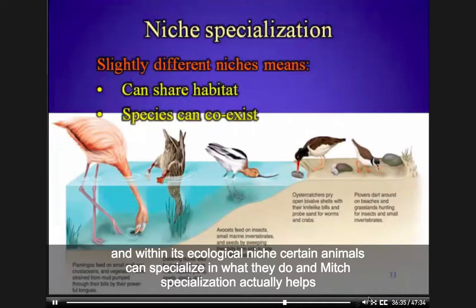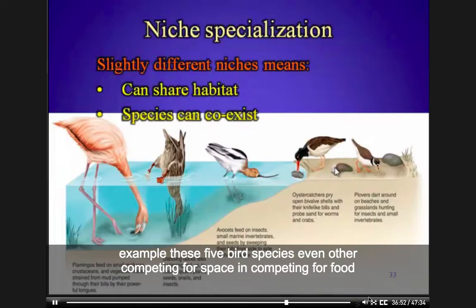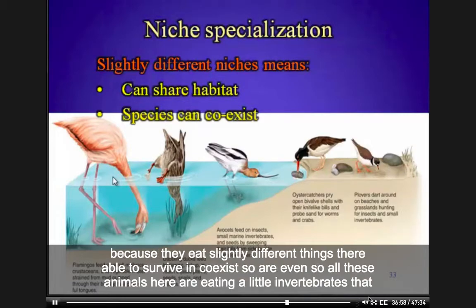And within its ecological niche, certain animals can specialize in what they do. And niche specialization actually helps keep the system nice and diverse and stable. So it means that by having slightly different niches, for example, these 5 bird species, even though they're competing for space and competing for food, because they eat slightly different things, they're able to survive and coexist.